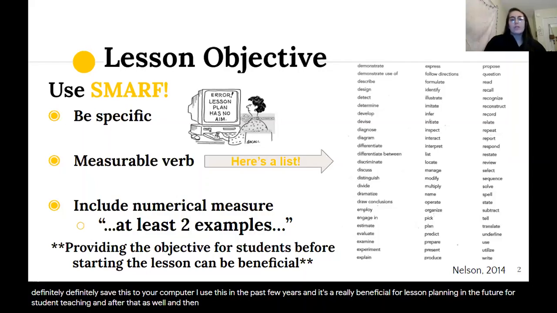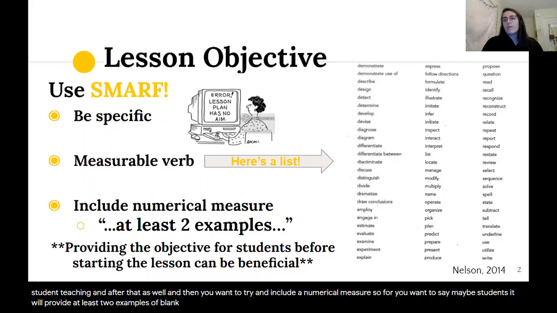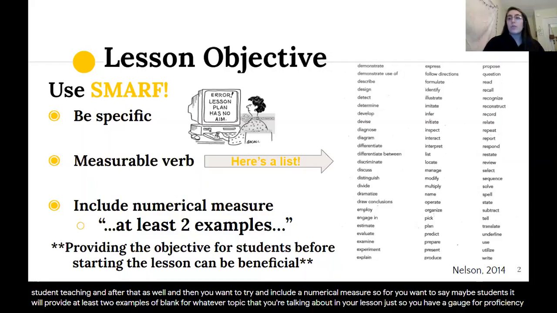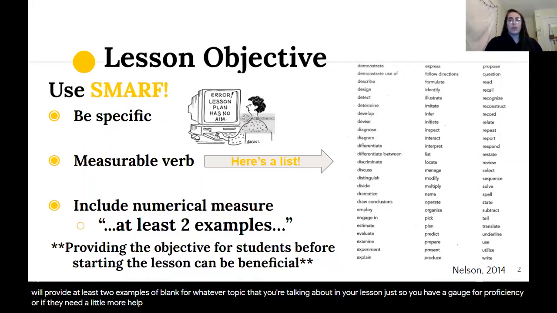And then you want to try and include a numerical measure. So you want to say maybe students will provide at least 2 examples of blank for whatever topic you're talking about in your lesson, just so you have a gauge for proficiency, or if they need a little more help and aren't necessarily proficient with the objective.